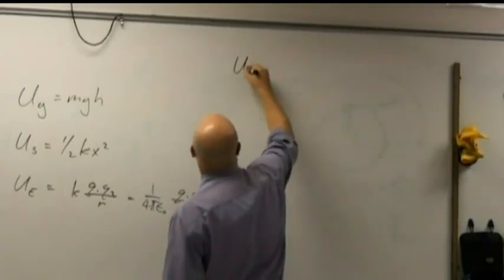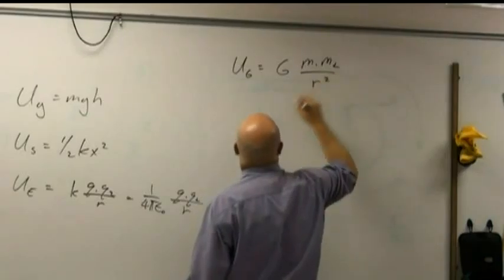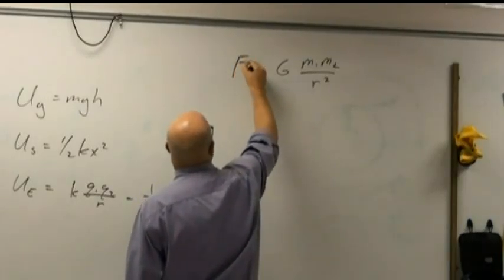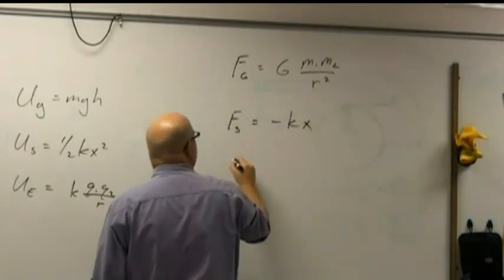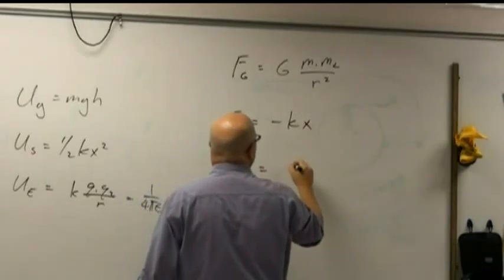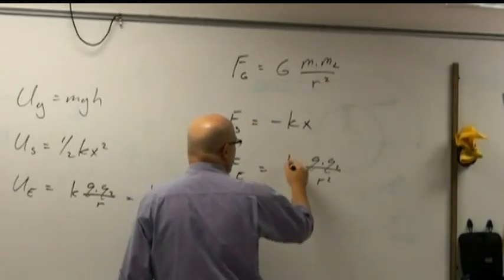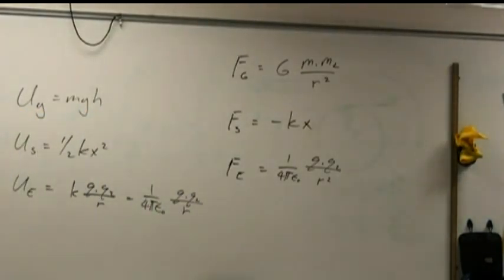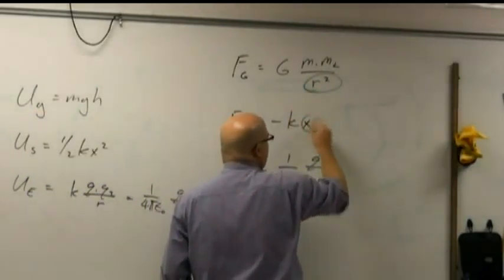Gravitational force is big G m1 m2 over r squared. We have spring force, F spring equals negative kx. And we have electric force equals k Q1 Q2 over r squared, where k is 1 over 4 pi epsilon naught. So that's standard now. All of these are a function of position, right here, right here, and right here.